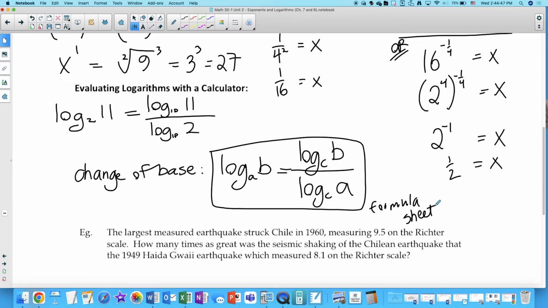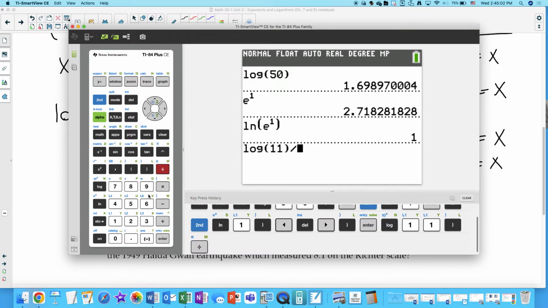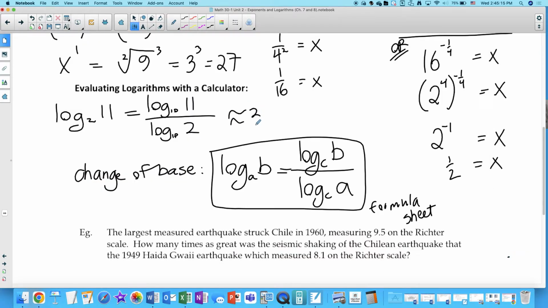Now, why is this useful? Number one, we can now approximate these logarithms. So I can put in here log 11 divided by log 2, and there's my approximation. It's about 3.46. But the other reason why it's useful is that if you have a function that does not use base 10, you have to be able to enter that function into your calculator. So the function that we looked at, I'm just going to continue this down here because you guys know I write big.